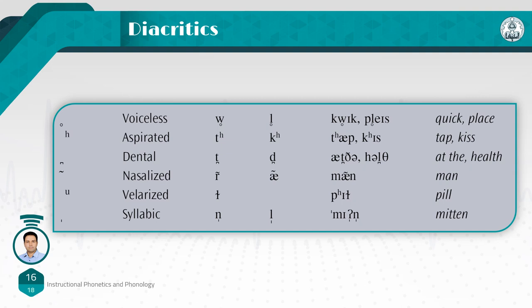Note that the nasalization diacritic is a small wavy line above a symbol. We call it a tilde. And the velarization diacritic is a tilde through the middle of a symbol. So the nasalization diacritic is a tilde above a symbol and the velarization diacritic is a tilde through the middle of a symbol. Nasalization is more common among vowels. We will describe and discuss this issue in the next session.